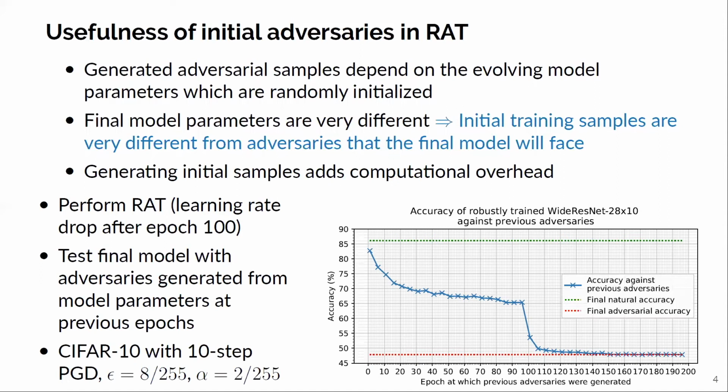We can verify the usefulness of these initial adversarial samples in a simple experiment. We perform regular adversarial training on a wide ResNet for CIFAR10, and I also saved the model parameters after every 5 epochs. Then I take the final model, generate adversaries from previous epochs, and test it on the final model. The blue curve plots the accuracy when tested against adversaries from previous epochs. And we can see that for almost the first half, the adversarial accuracy is significantly higher than the adversarial accuracy that's attained at the end. So this perhaps suggests that adversarial samples used at the start of training may have limited use in helping the model be robust at the end.